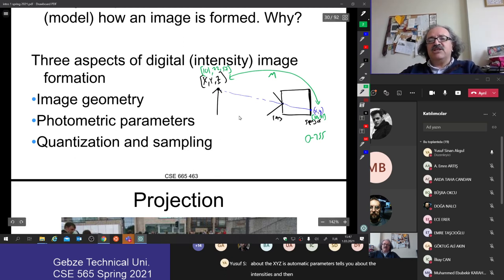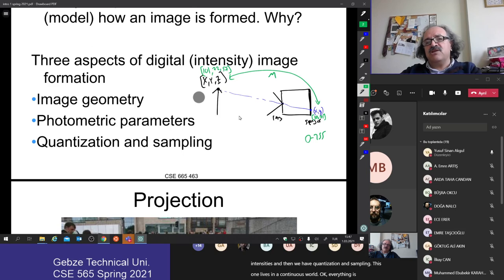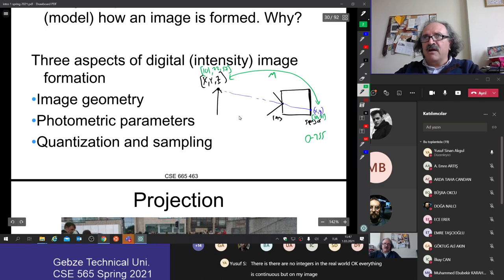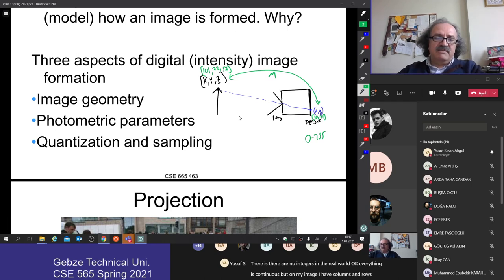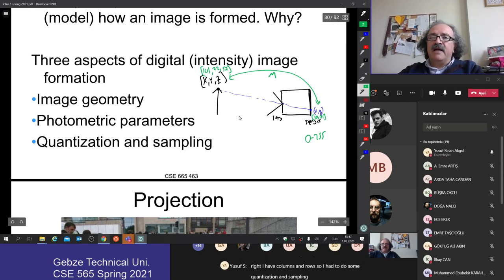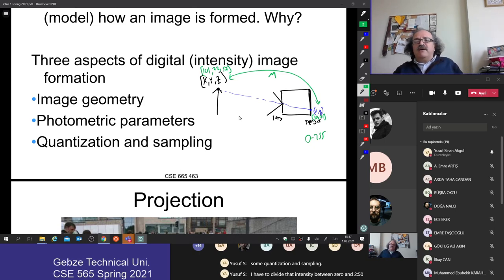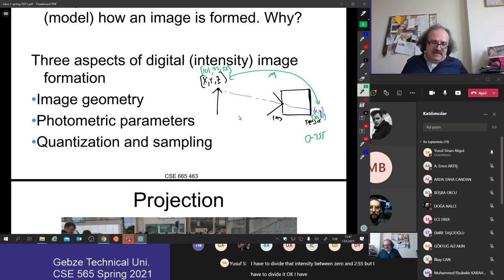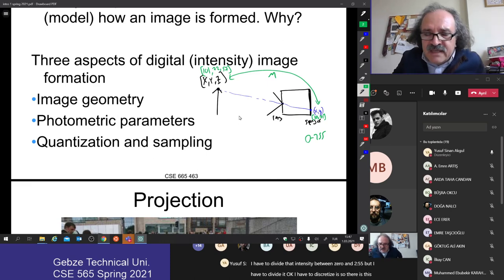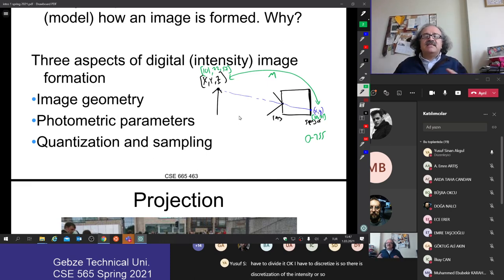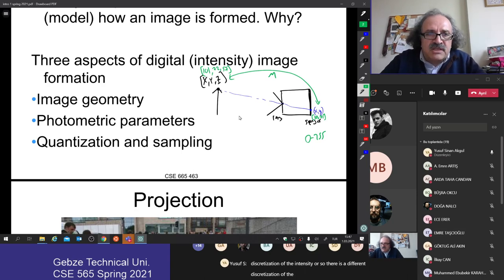And then we have quantization and sampling. The real world is continuous. Everything is continuous. There are no integers in the real world. But on my image, I have columns and rows, right? So I have to do some quantization and sampling. I have to divide that intensity between 0 and 255, I have to discretize it. So there is a discretization of the intensity. Also, there is a discretization of the geometric positions. I have to do that.